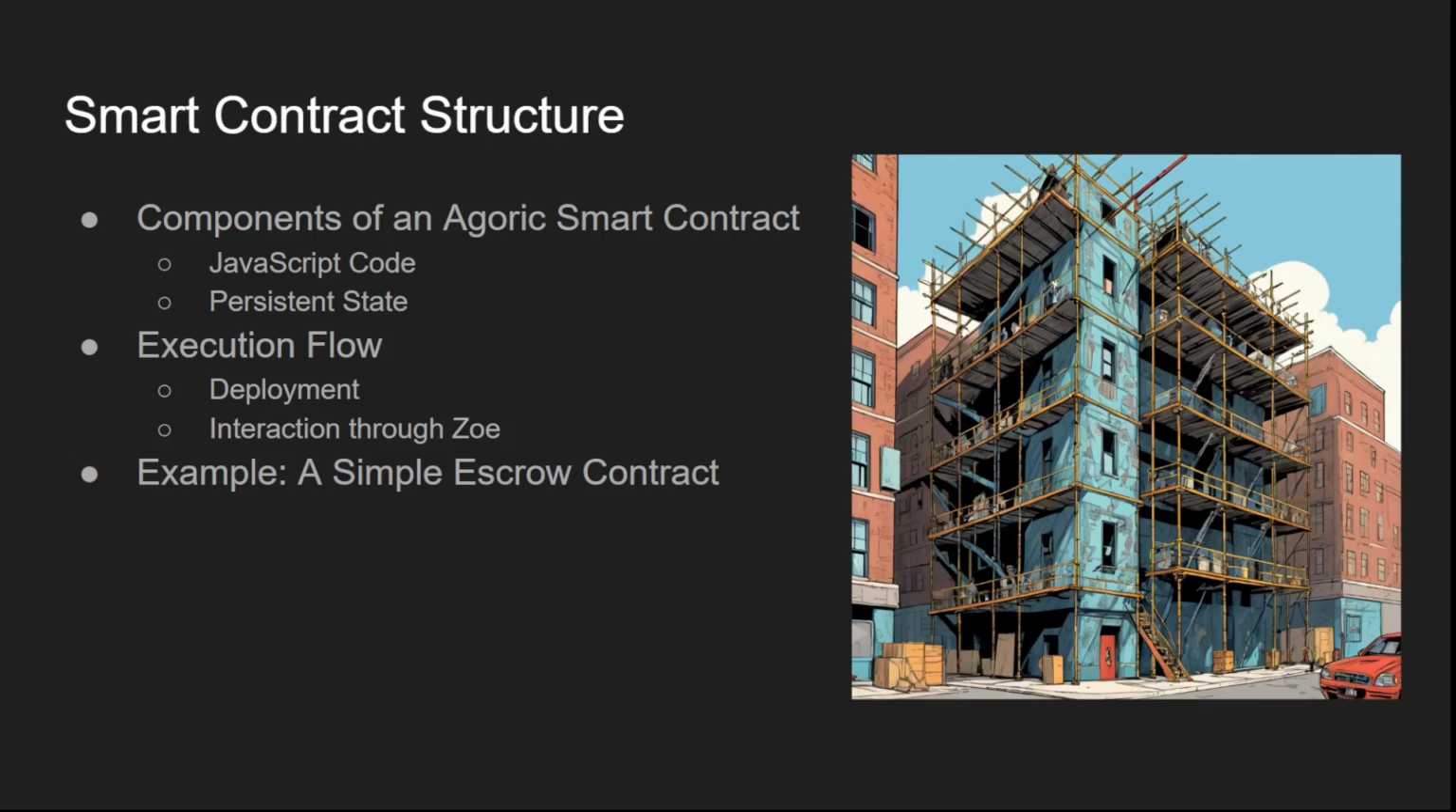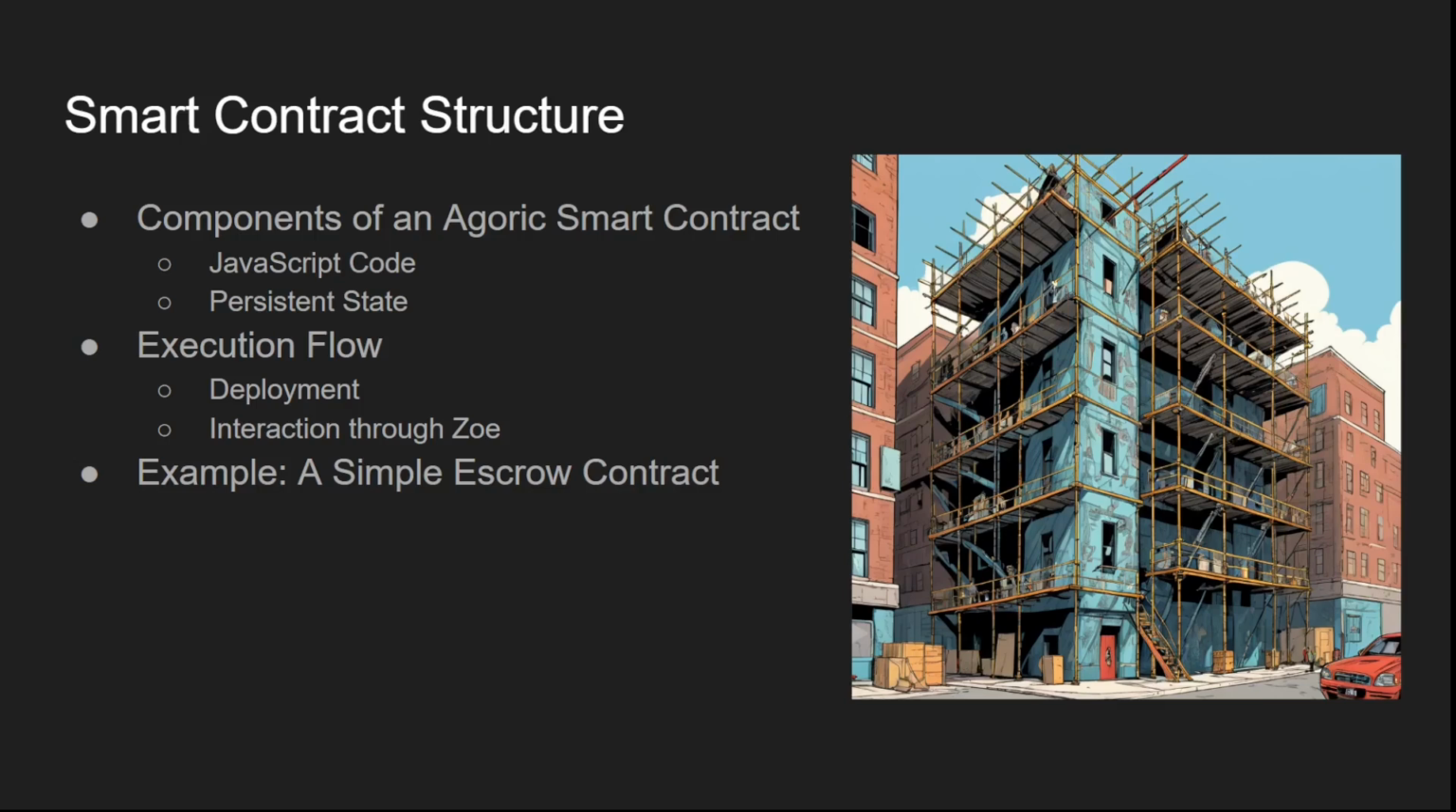Smart contracts in Agoric use hardened JavaScript, which ensures that the code runs in a secure environment, protecting it from tampering and malicious attacks. Secondly, we have the persistent state. Agoric smart contracts manage state using ordinary JavaScript variables and data structures, which are saved and restored across contract interactions.